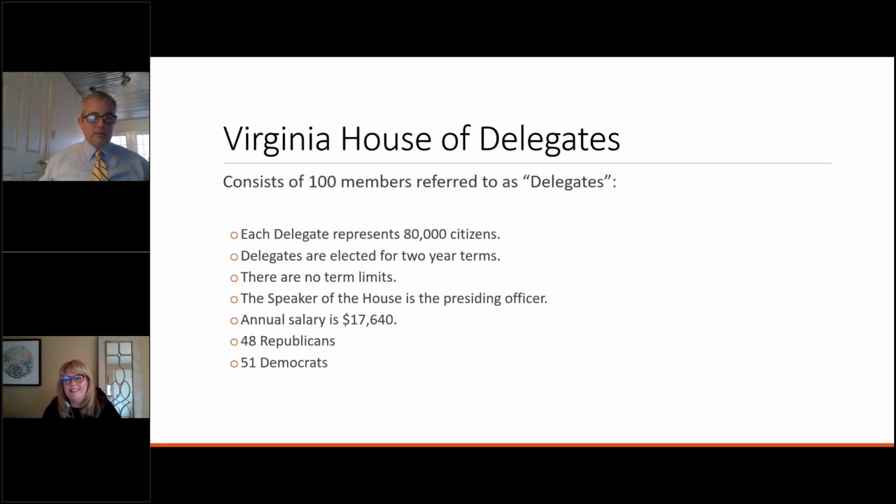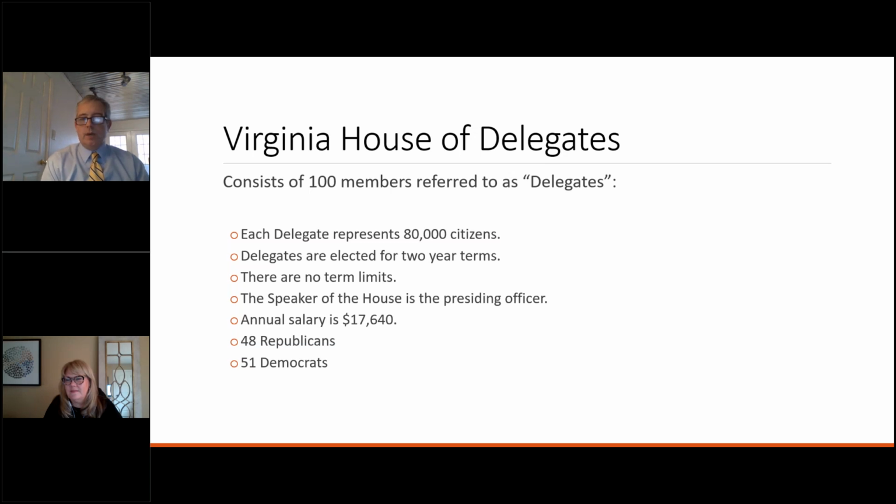Right. Great. So Virginia has a bicameral legislature, as do 48 other states. And so our lower house, though they don't like to be called that, is called the House of Delegates. It consists of 100 members. They're referred to as delegates, and each delegate represents roughly 80,000 citizens. Delegates are elected for 2-year terms, which is quite a short turnaround. There are no term limits, and the Speaker of the House is the presiding officer.